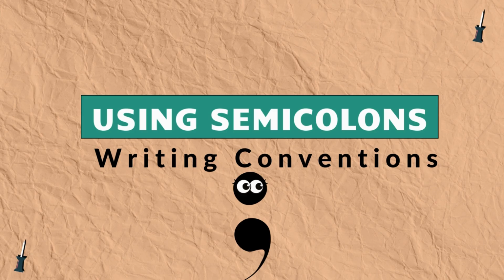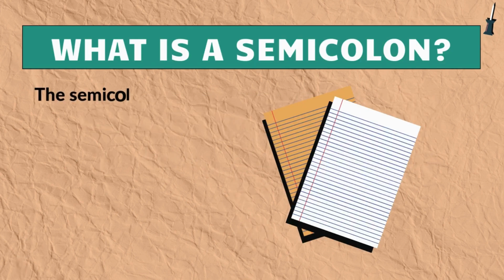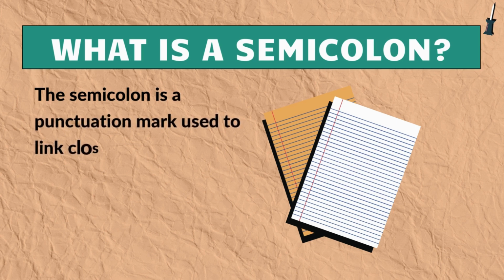Semicolon. What is a semicolon? The semicolon is a punctuation mark used to link closely related ideas. It is stronger than a comma but weaker than a period.